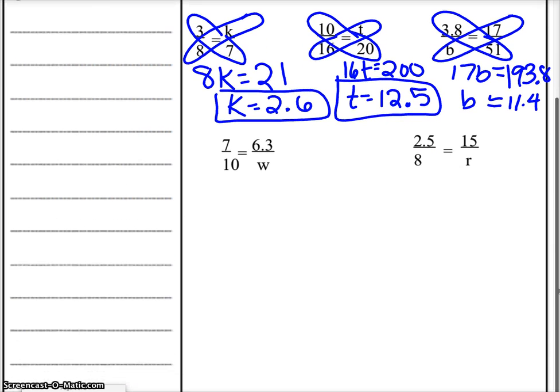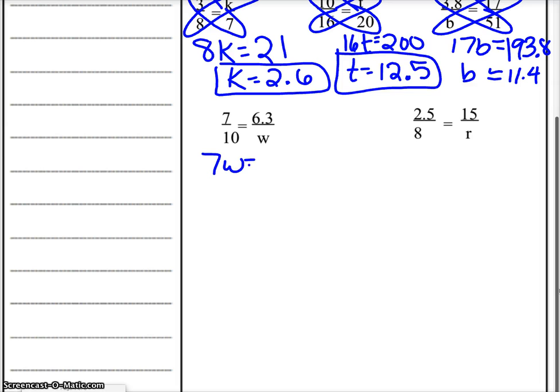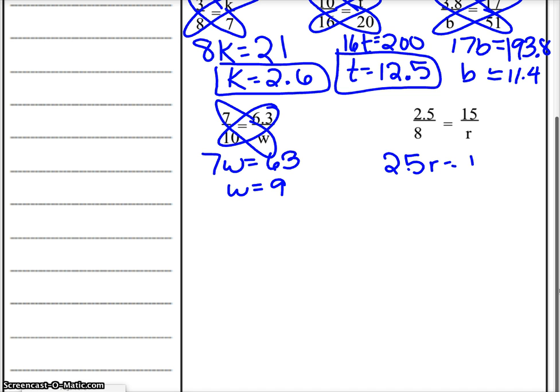Okay, 7W equals 63, W equals 9. Cross product, equal to each other, solve. 2.5R equals 15 times 8 is 120. R equals 120 divided by 2.5 is 48. Done.